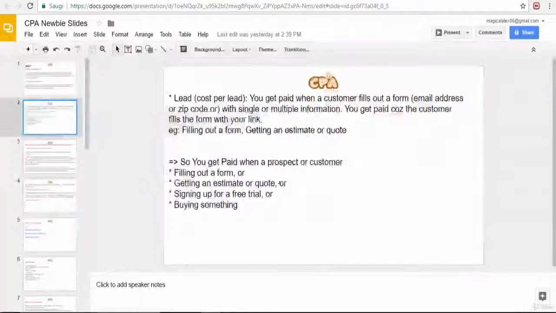Let's look at cost per lead. When a customer fills out a form, the form can be an email or a zip code, or when a customer fills out multiple information or a single information. When a customer fills these up and when they fill it through your link, bam, you get paid. You get paid because you are the affiliate.